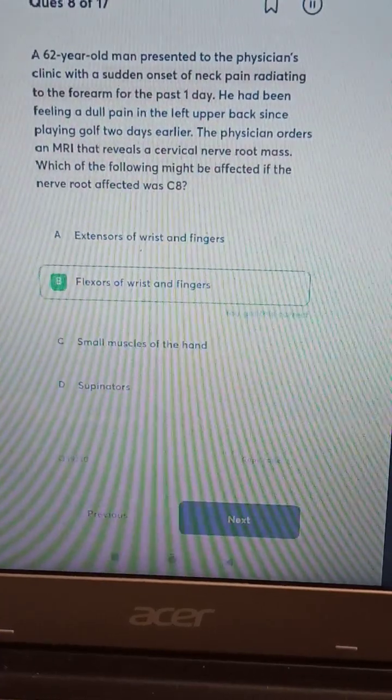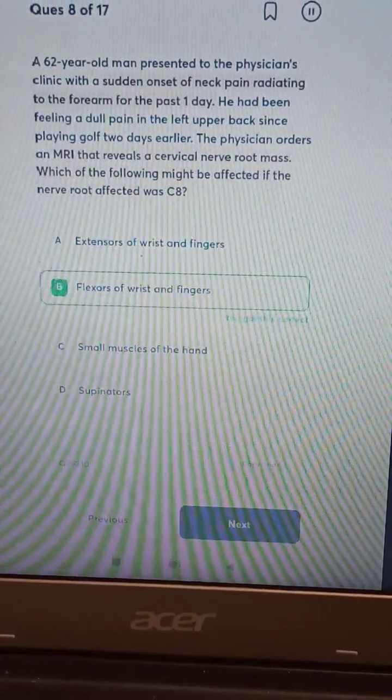So it is flexors of wrist and fingers. Extensors of wrist and fingers are supplied by the radial nerve.